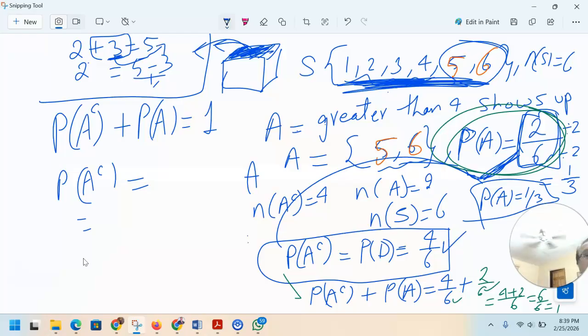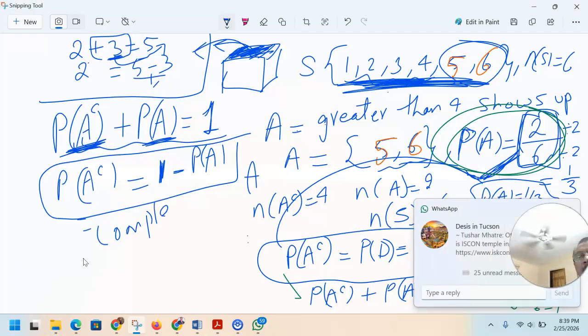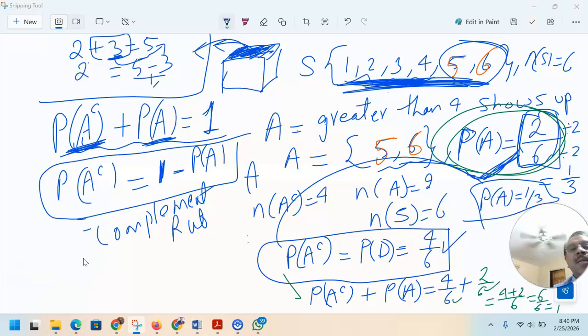So what I'm talking about, if these two pieces add up to 1, and if I want to know one of these pieces, that will become 1 minus the probability of the second piece. So that's all it is. And this is called the complement rule. So, complement rule. I hope that's clear. Okay, let's go directly now.